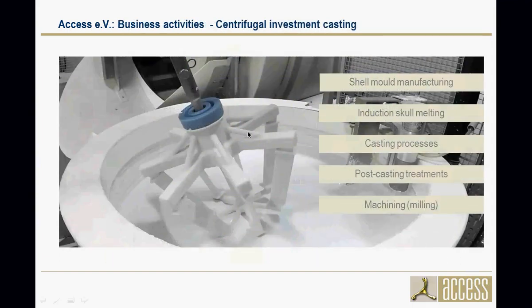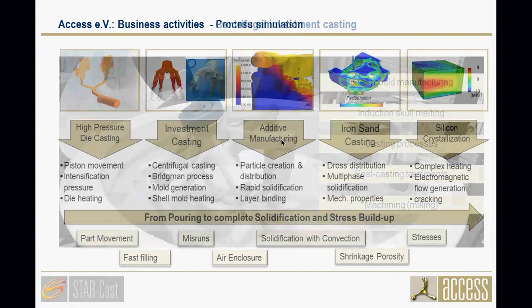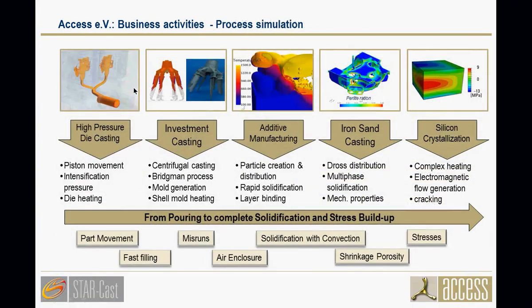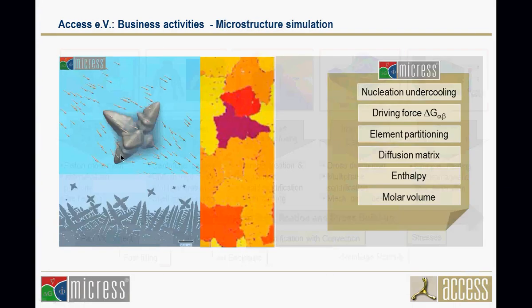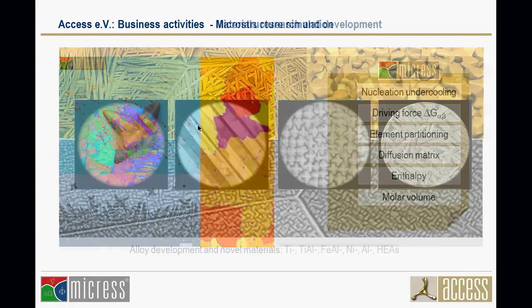So these are some impressions. So this is the shell mold development for these different casting processes. Here you see the applications of the StarCast code, where we do high pressure die casting, investment casting, also additive manufacturing, sand casting, crystallization of solar silicon, and many others. The MICRESS I'm going to show you a little bit more. We can have grain structures and also handle some fluid flow and so on, so more on this later.